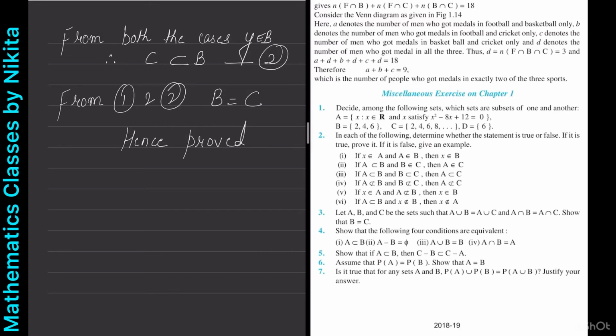Now let's see the next question. Question number 4. To show that the following 4 conditions are equivalent. Now how to prove that the following conditions are equivalent? Say there are 2 methods. The first method says that you can prove 1 implies 2, 2 implies 3, 3 implies 4, and then 4 implies 1. So this is the loop.